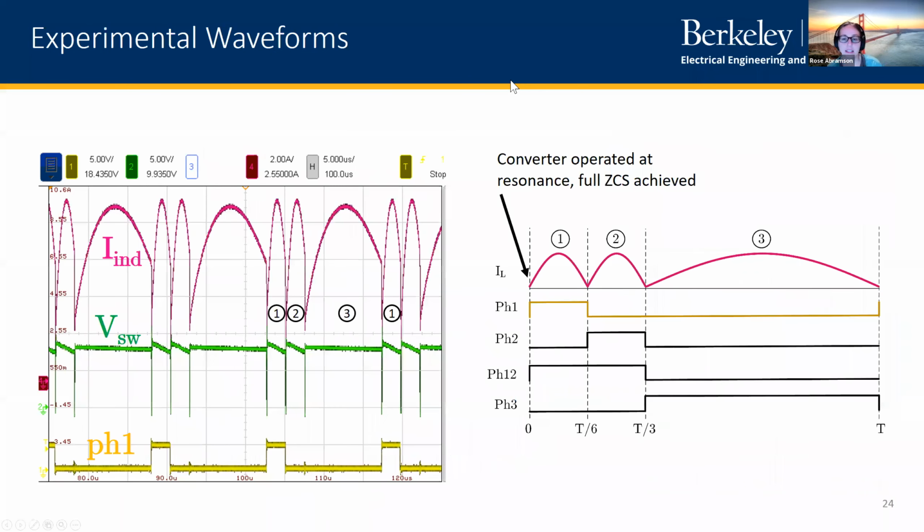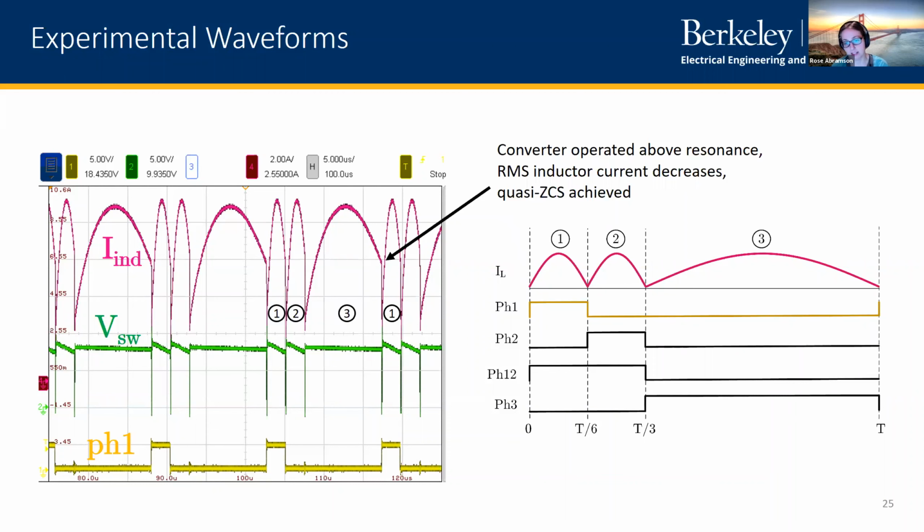So then looking at the experimental waveforms, we can compare them with the theoretical waveforms, and we can see a couple differences between the two. So in the theoretical waveforms at the right, you can see that if you operate this converter exactly at resonance, you do achieve full zero current switching, because that current is hitting zero at every switch transition. Whereas in our converter, we actually operate the converter above resonance.